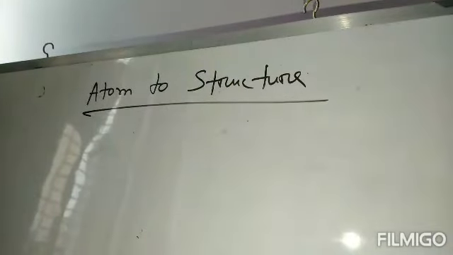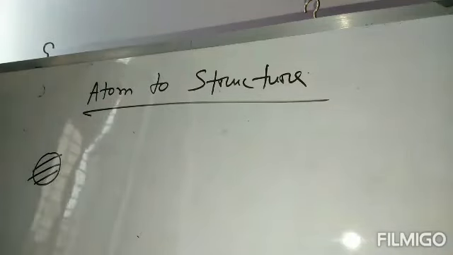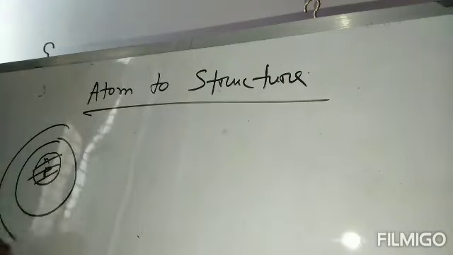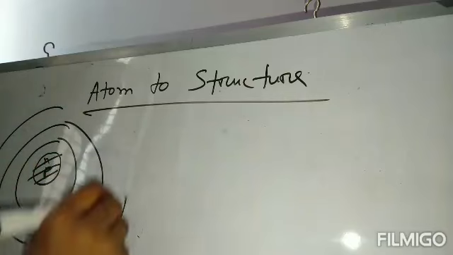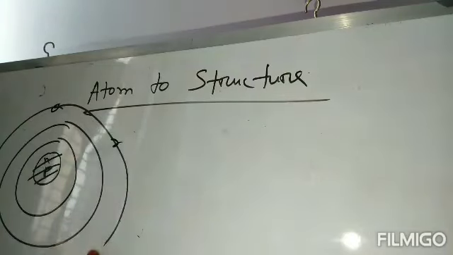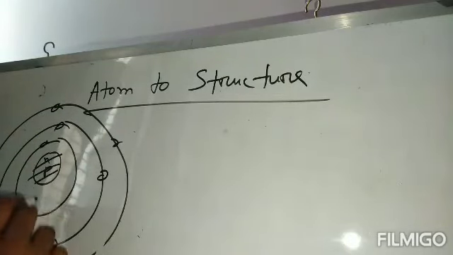So an atom has an electronic configuration or electronic structure, and it has two parts. One is the nucleus, which consists of neutrons and protons, and the other is the electrons, which revolve around the nucleus in different orbits. Okay, these are the electrons.